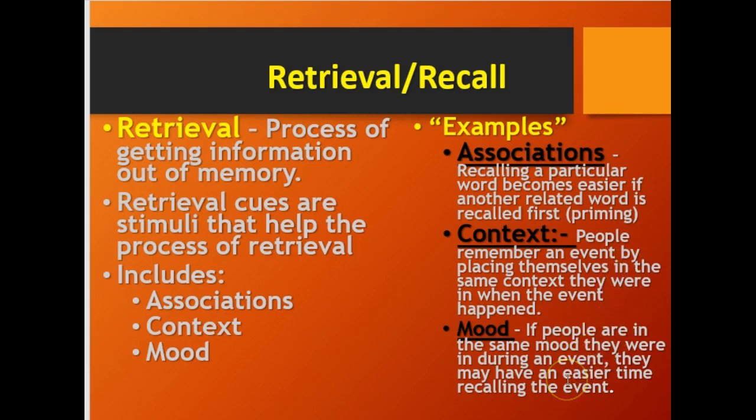If we're in the same mood as when we experienced an event, we may have an easier time recalling that event. Being upset during a tornado reminds you, when you were in that tornado, of how you felt at the same time. Through associations, context, and mood is how we recall events.